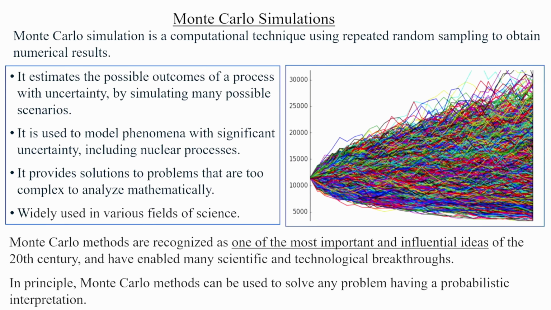That was my spreadsheet. So Monte-Carlo simulation is a computational technique using repeated random sampling to obtain numerical results. It's widely used in various fields of science. Monte-Carlo methods are recognized as one of the most important and influential ideas of the 20th century. And in principle, Monte-Carlo methods can be used to solve any problem having a probabilistic interpretation.